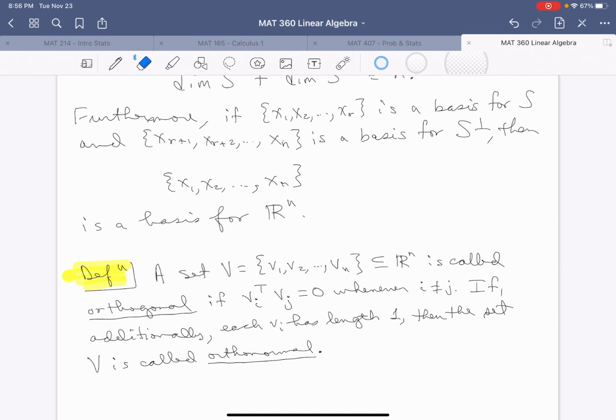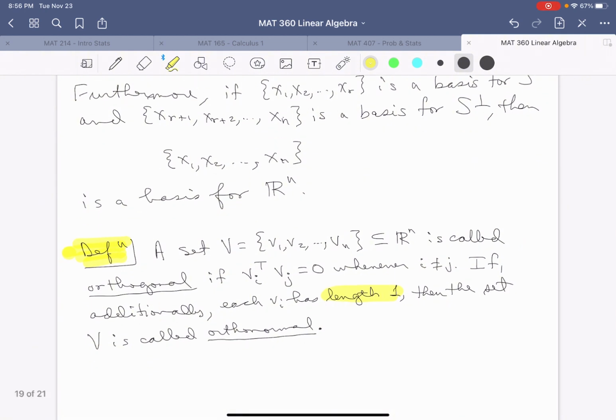Okay, so if in addition each vi has length 1, then we call this an orthonormal set. The idea of normal is that the vectors are normalized, so each one of them has been shortened down to a length of 1. And that's essentially the property that we're after and what defines an orthogonal matrix.